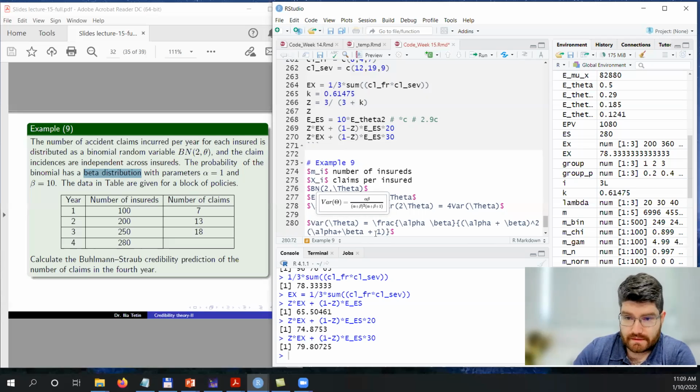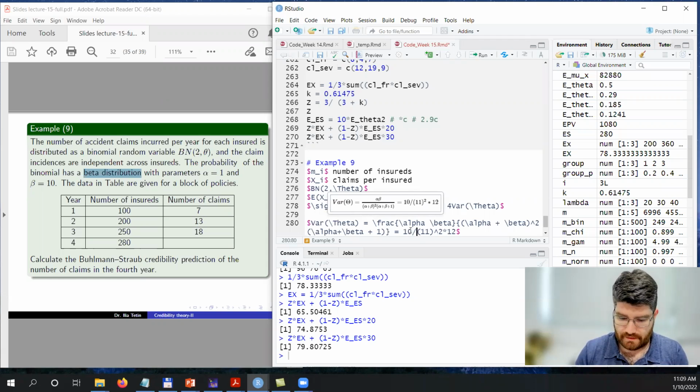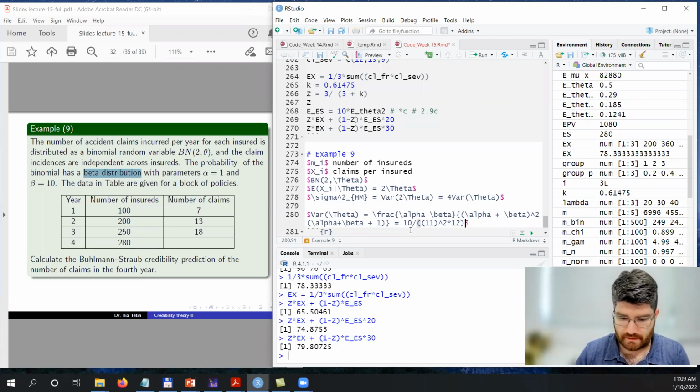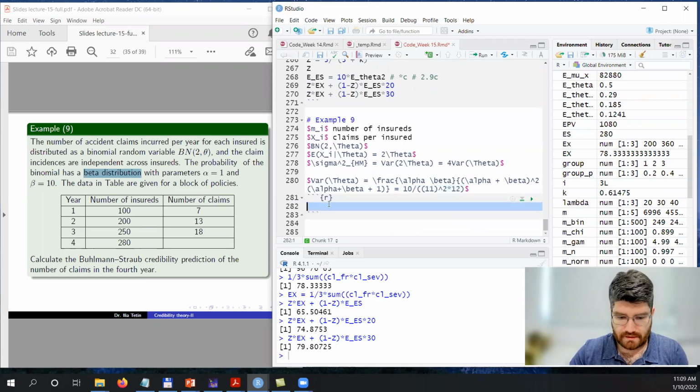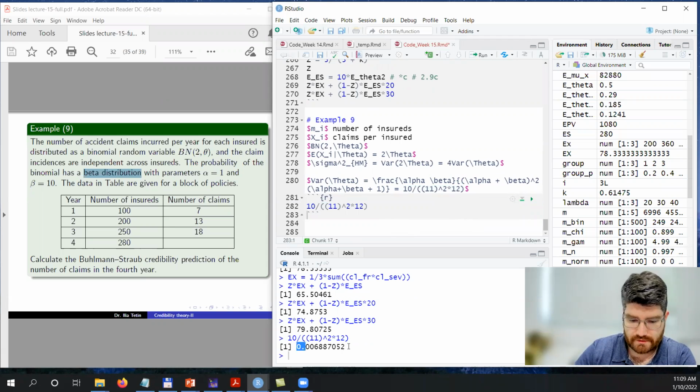So what can we say here? We have these parameters alpha and beta given as 1 and 10. So the variance of the theta parameter can be calculated instantly. In our case, this is just 10 divided by 11 squared times 12. Okay, let's calculate. The value is 0.068. So we have calculated the variance of theta.